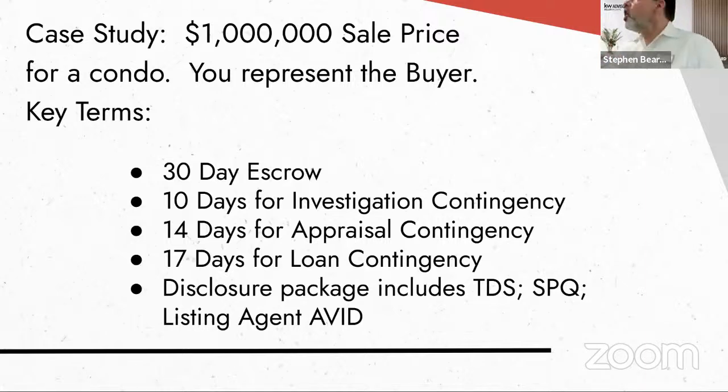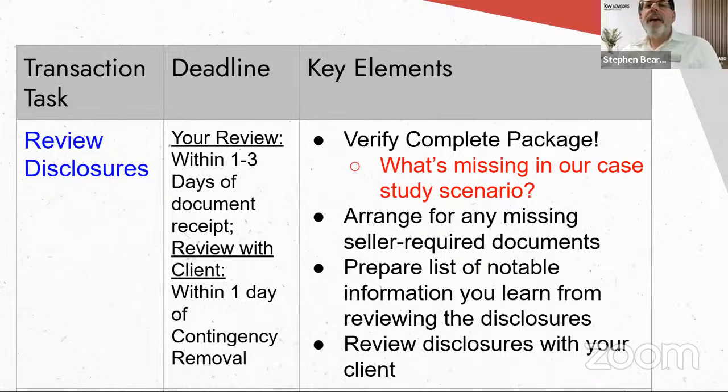So your job, as a buyer's agent, is to make sure there's nothing missing. Then your secondary job, once you realize this stuff is missing, is to make sure the seller is going to get them to you. Now, you don't have to go get them. It's the listing agent side. They have to give them to you.